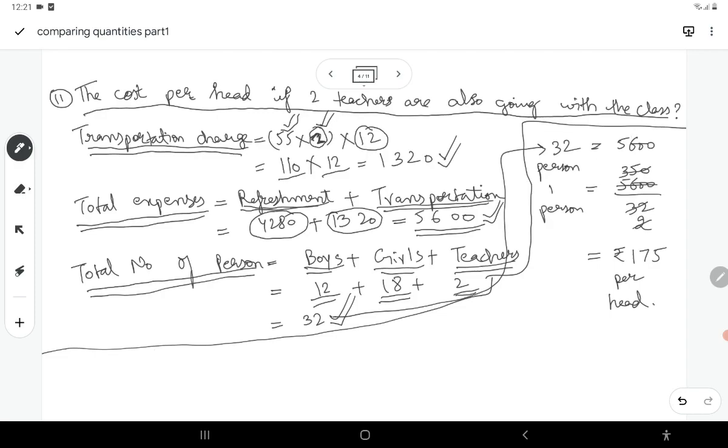Now we are going to use the unitary method. So 32 persons would cost rupees 5600. So what would be the cost per head? That is, 1 person would be equal to 5600 divided by 32, which on solving gives 175 rupees per head. So the cost per head would be 175.